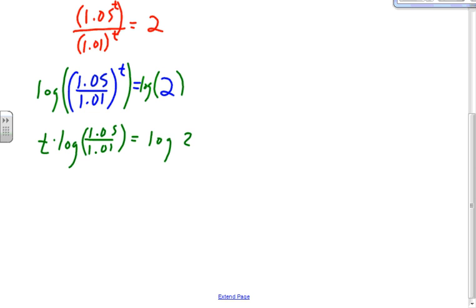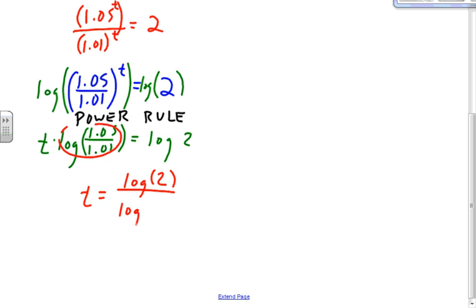So again, using our power rule here, this is our power rule. Okay? And then to get t by itself, we simply divide both sides by this whole big thing, and we get log of 2 over log of 1.05 over 1.01. Again, when you put that in your calculator, you should get about 17.85.